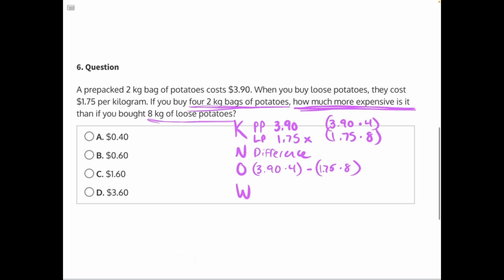And now we can work it out. So let's start with 3.90 times 4. That would give us $15.60. 1.75 times 8 would give us $14. And if you take the difference between $15.60 and $14, you will get $1.60, which makes C our correct answer.